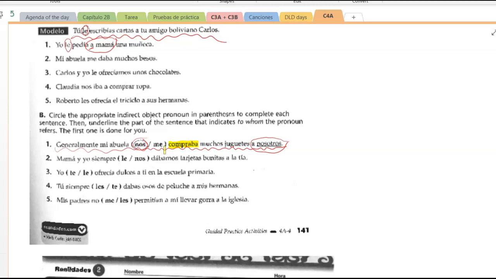Okay, let's do number 2. Like I said, I'm going to delete it, then you're going to do it on your own. So, mamá y yo siempre le or nos dábamos tarjetas bonitas a la tía. Who's receiving? Who's the indirect object? La tía. A la tía. It's a person, the aunt. So, what's the pronoun? Le for la tía.